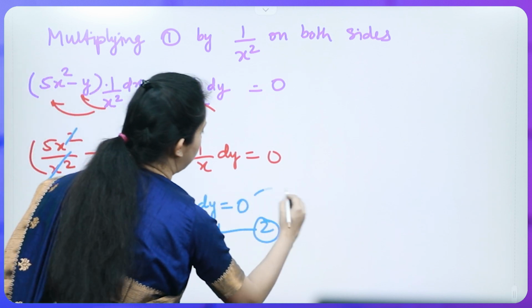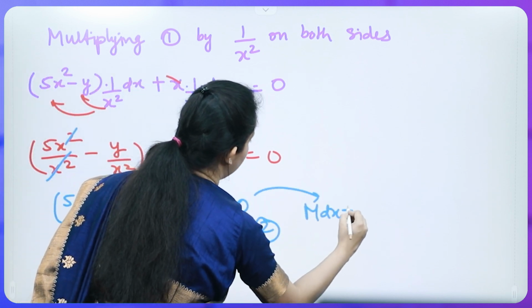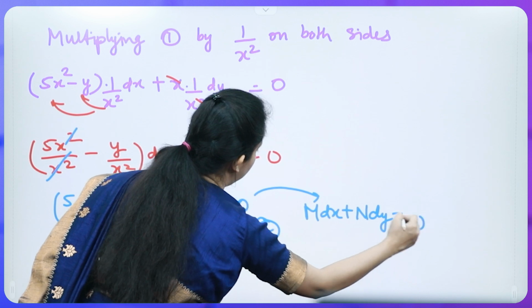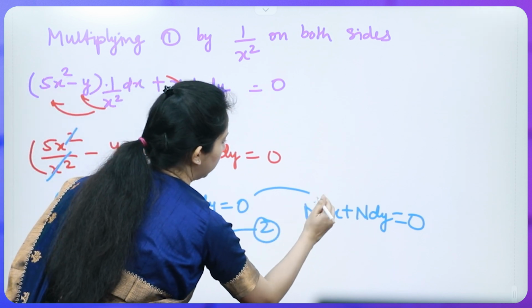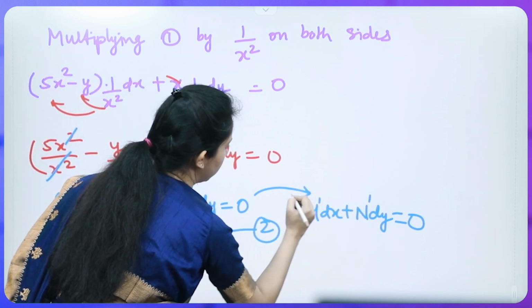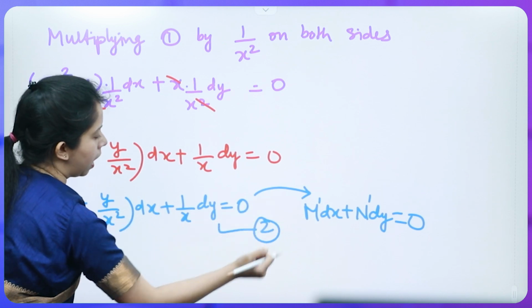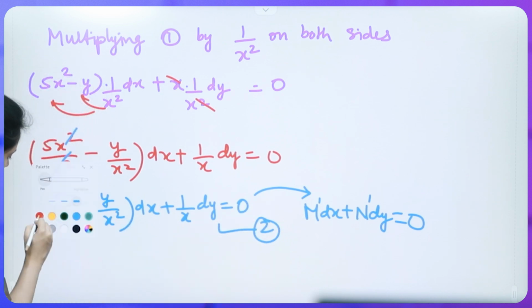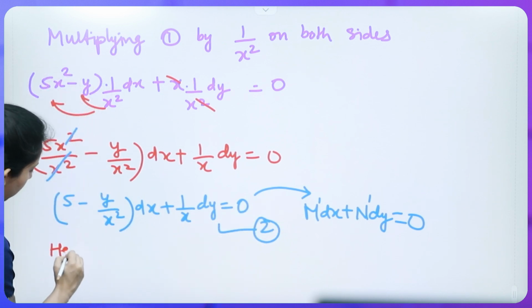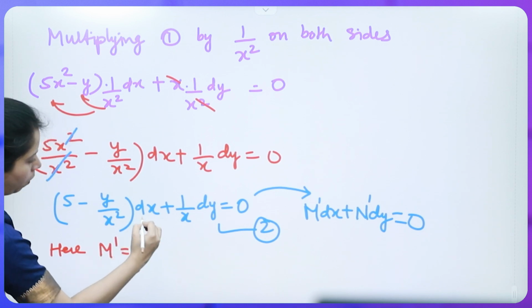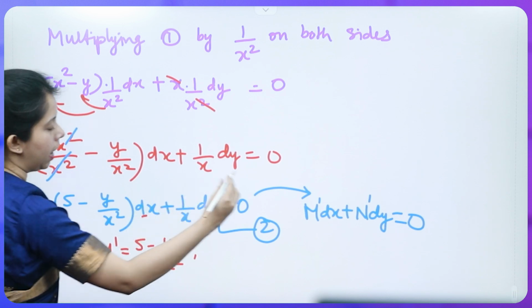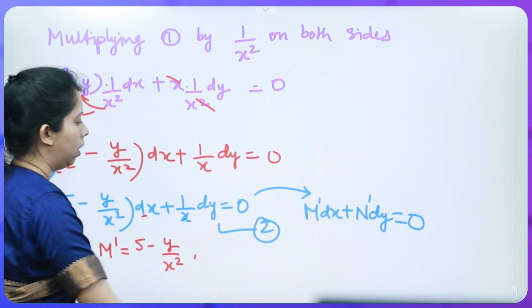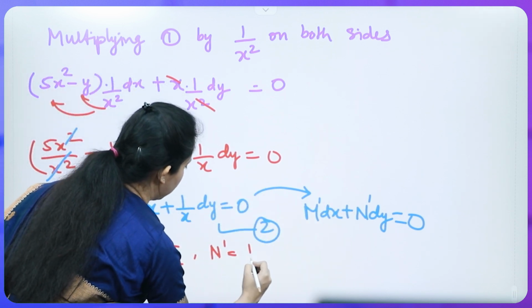Again, we will compare it with the standard form of exact differential equation, which is M dx plus N dy equals to 0. As we have already used the notation M and N, here we can replace it with M dash and N dash. So, we will compare equation 2 with the standard form. Here M dash is the coefficient of dx, which is 5 minus y by x square, and N dash is the coefficient of dy, which is 1 upon x.